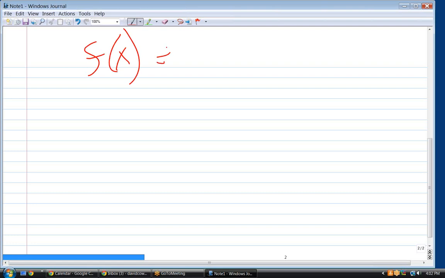So g of x equals (x minus 3) cubed minus 2. Or not cubed, squared? Fourth. To the fourth. Yeah, okay. It doesn't matter, as we're going to see here.